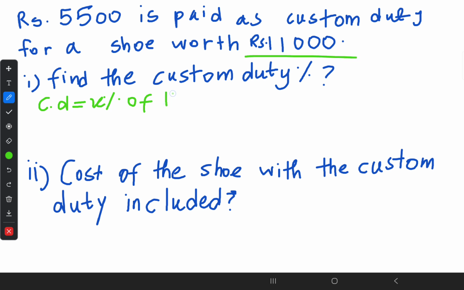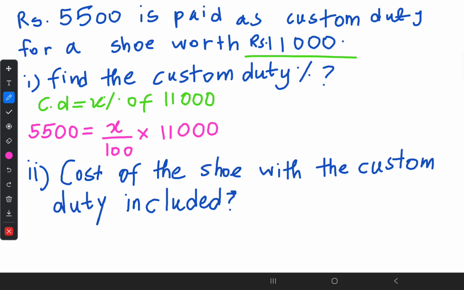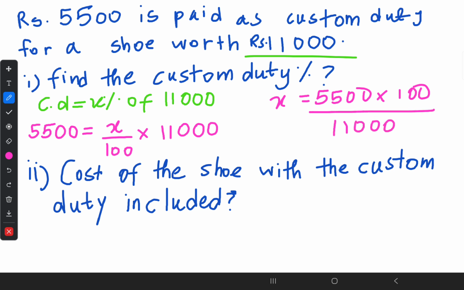Worth of the shoe is 11,000. We know the custom duty as 5,500. That is equal to x percentage, as a fraction x upon 100, of 11,000. So we can simplify to get the answer for x. So here the percentage would be, let's make x the subject. X equals 5,500 multiplied by 100, and 11,000 becomes the divisor.